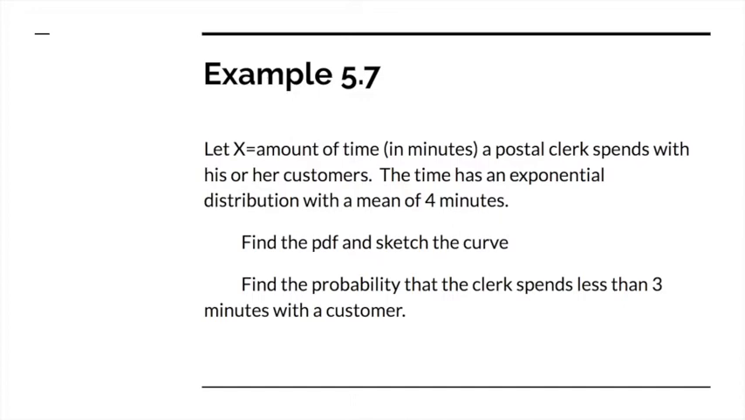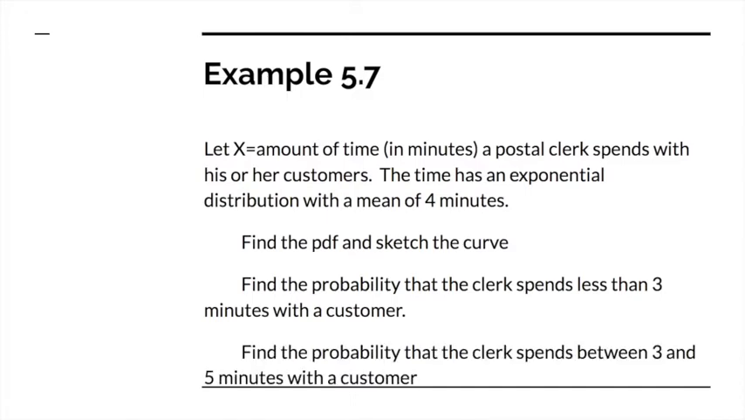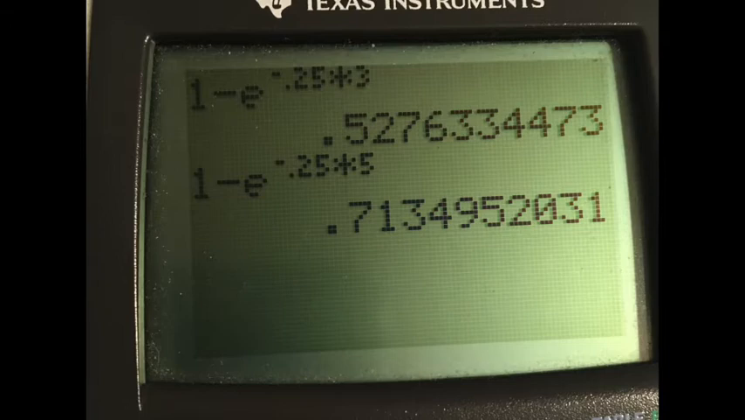So, let's see how we deal with this situation. What if we want to know the probability that the clerk spends between 3 and 5 minutes with a customer? Well, what we have to do is find the probability that the clerk spends less than 3 minutes, and then again find the probability that he spends less than 5 minutes, and then we need to subtract those two values. So we've already done the 3 minutes one. So in your calculators, repeat what we did a moment ago, but change it to 5. So 1 minus E to the negative 0.25 times 5, and what you should get is 0.713 something.